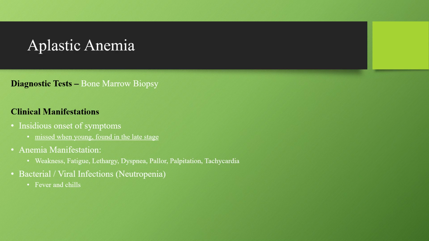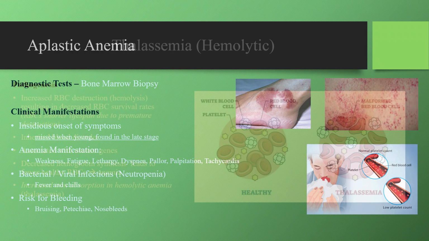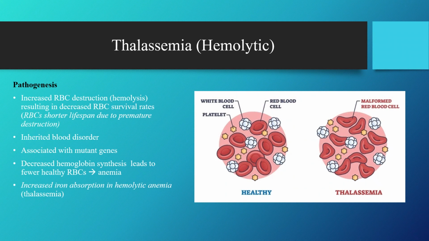When we talk about bacterial or viral infections, neutropenia, we see fever and chills, and risk for bleeding. Next is hemolytic anemia or thalassemia. The synthesis has a defect and it's resulting in a mutant gene. So something has altered the DNA makeup from parent to child. So knowing family history is important.